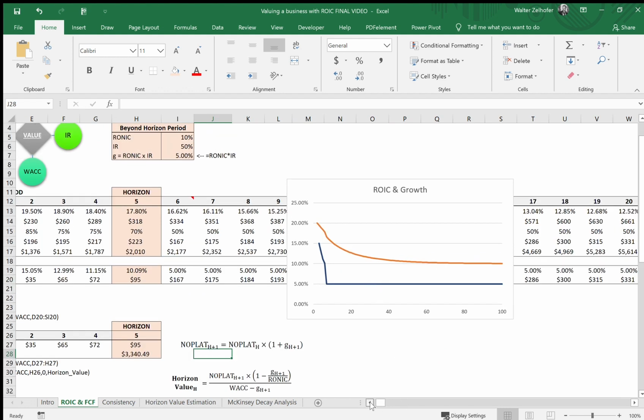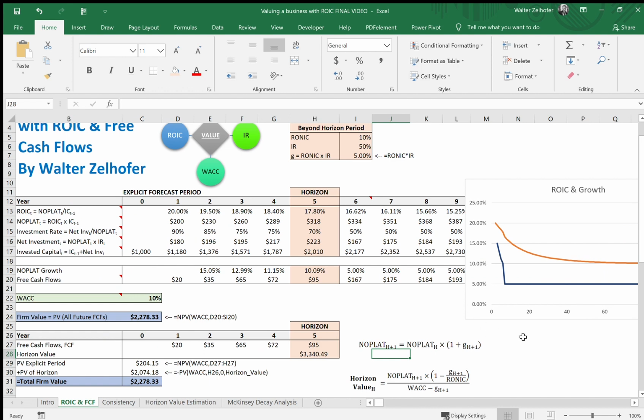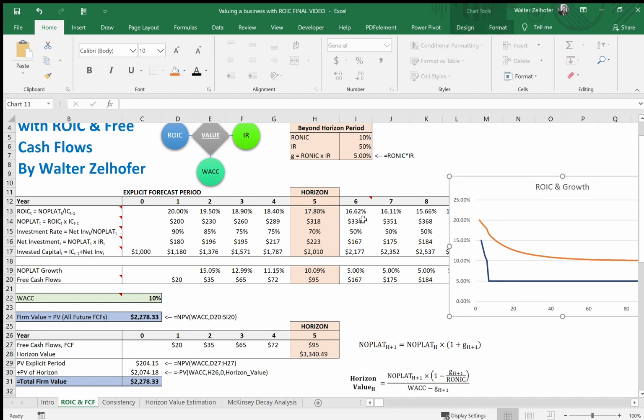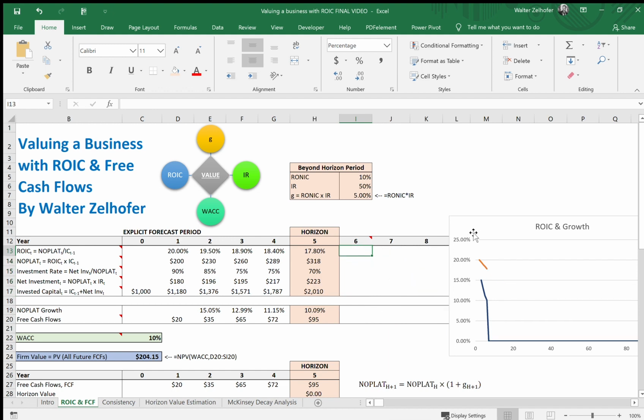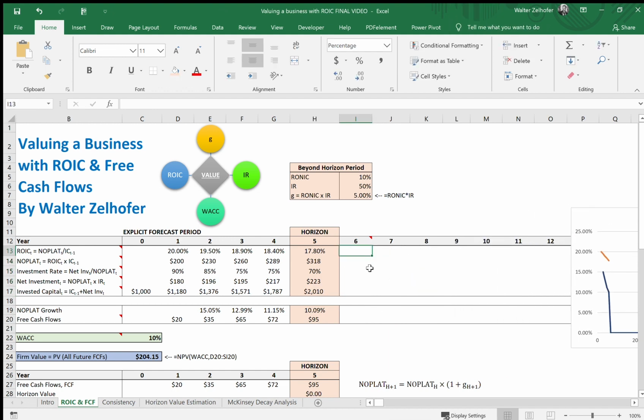That is not the only possibility for this behavior. What you could also do is just make the return on invested capital drop immediately to this 10%. So let me show you how that would work to finish off this video. Let's say that our return on invested capital doesn't decay. In fact, it just instantly drops to that 10%. If that happens, then what would be our net operating profits after tax?